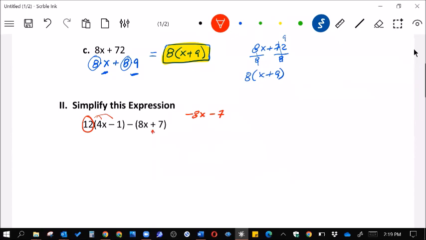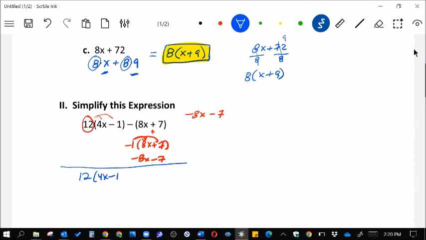So notice that this sign changes. One of the ways to think about that is thinking of it as negative 1 times 8x plus 7. Then it makes it easier to see that that makes that negative 8x, and then negative 1 times 7 is minus 7, negative 7. So I'm going to rewrite this and then do that work. 12 times 4x minus 1, minus 8x plus 7. So I'm going to do 12 times 4, which is 48x minus 12 times 1.